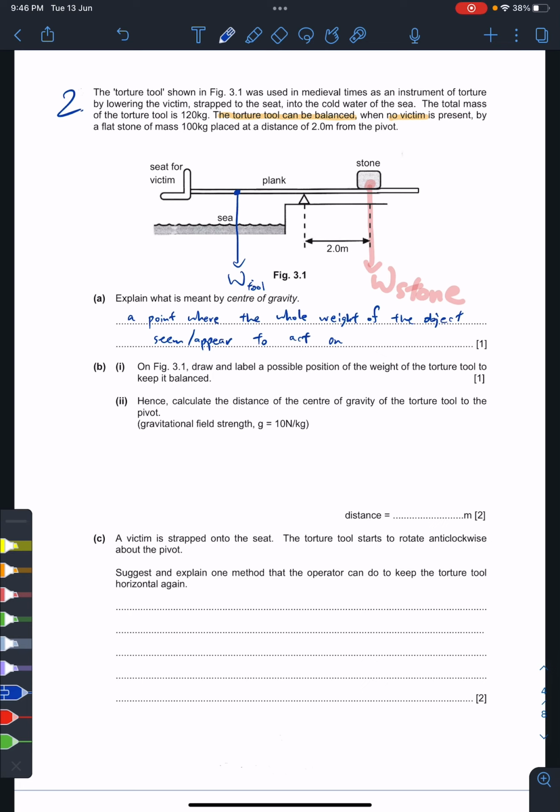So when you see the word balance, it is telling me that we can say this, taking moments about the pivot, or in other words, principle of moments. It's basically principle of moments.